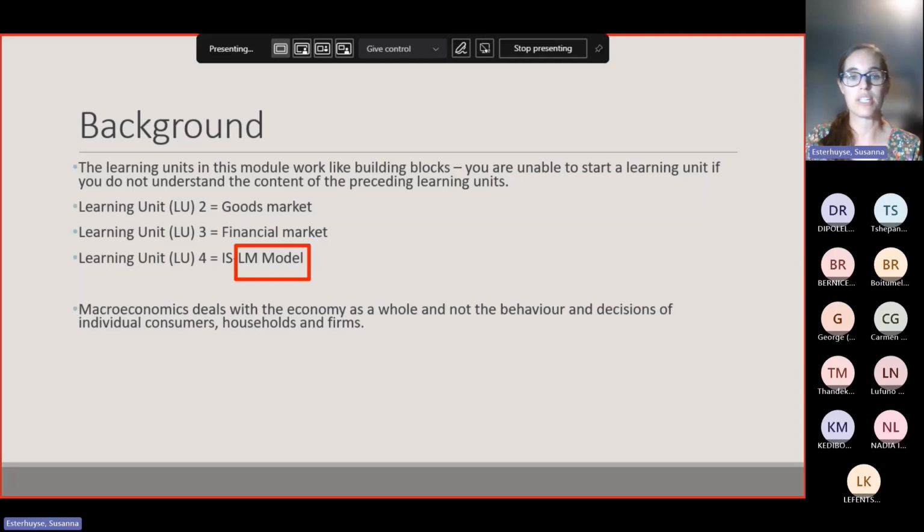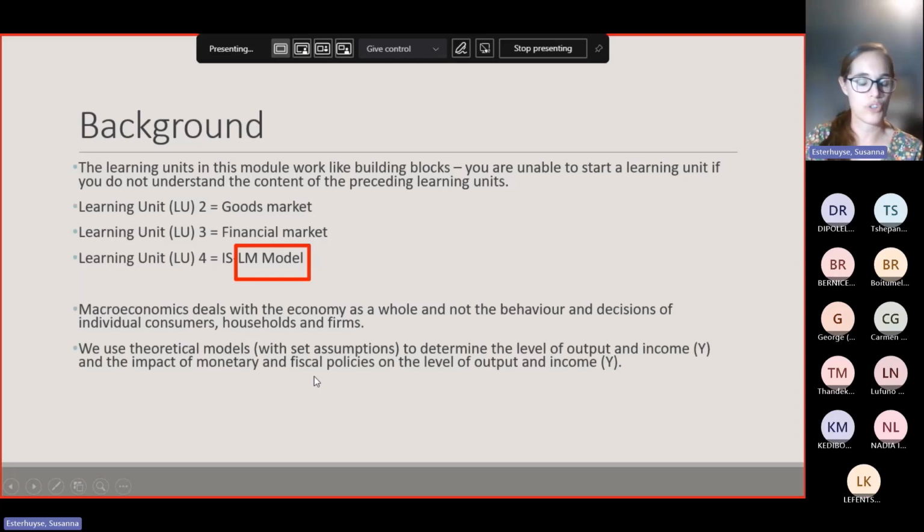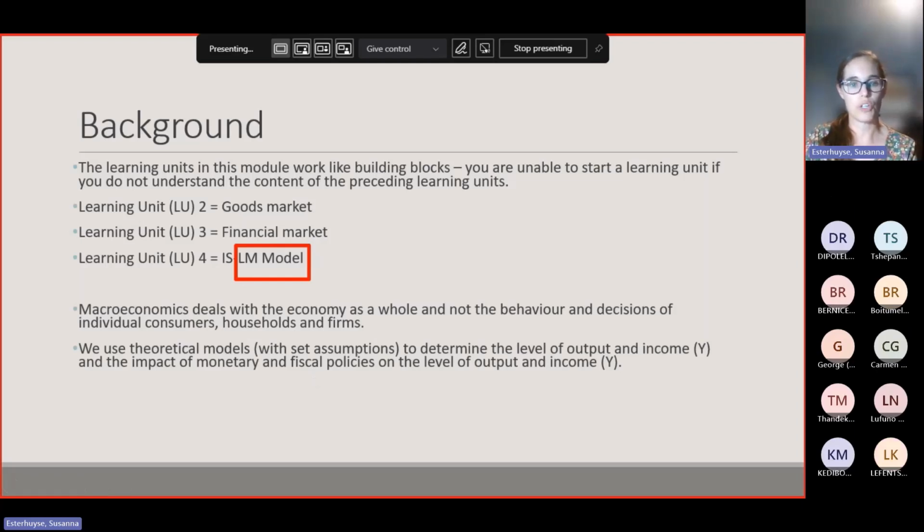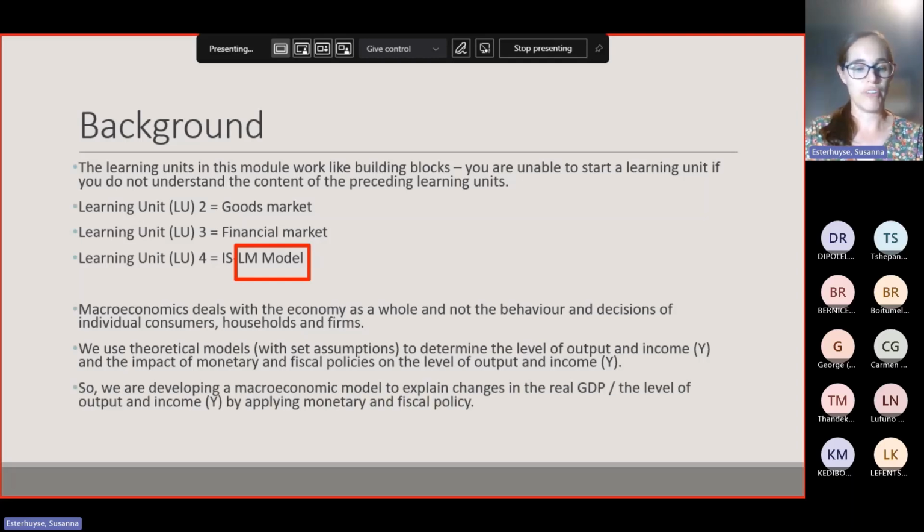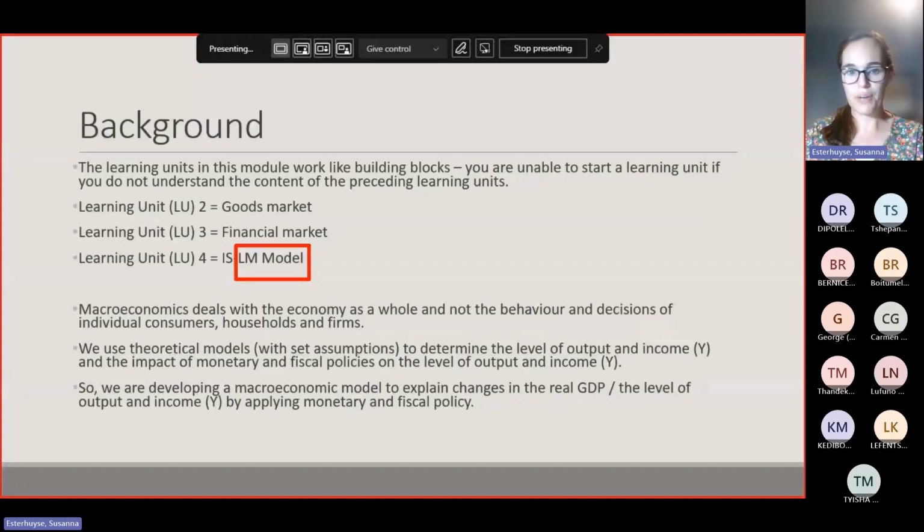So macroeconomics deals with the economy as a whole. So it's not the decisions and behaviors of individual consumers and households and firms. And what we are doing in this model is we're trying to use theoretical models with set assumptions to determine the level of output and income and the impact of your policies, your fiscal and monetary policy, on the level of output and income. So we are developing a macroeconomic model to explain changes in the real GDP or level of output and income by applying your policies.